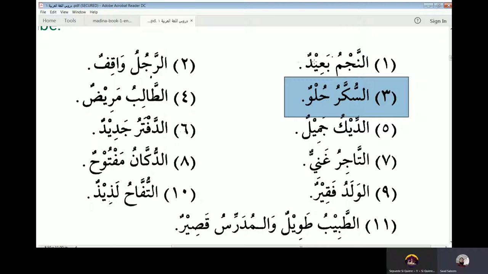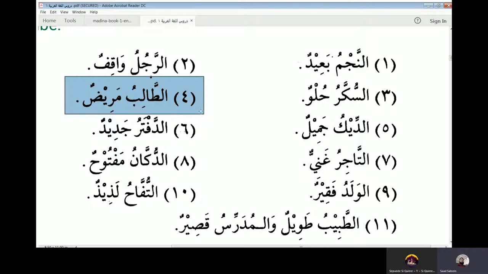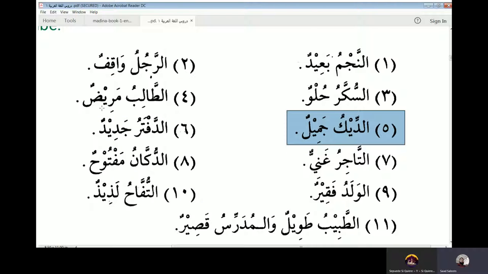As-sukkaru hulun. The sugar is sweet. Okay, good. At-talibu maridun. The student is sick. Good. Ad-dikun jamilun. The rooster is beautiful. Correct.